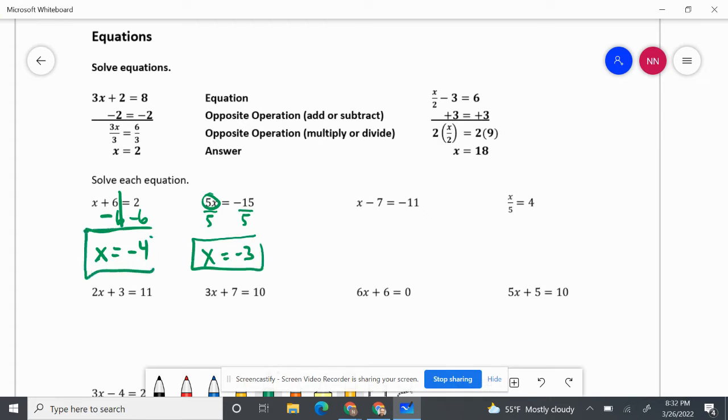Now, when we're looking at the next one, what we notice is that we have subtraction. So what we're going to do is the opposite operation. So we're going to add 7, and we get x is equal to negative 4.